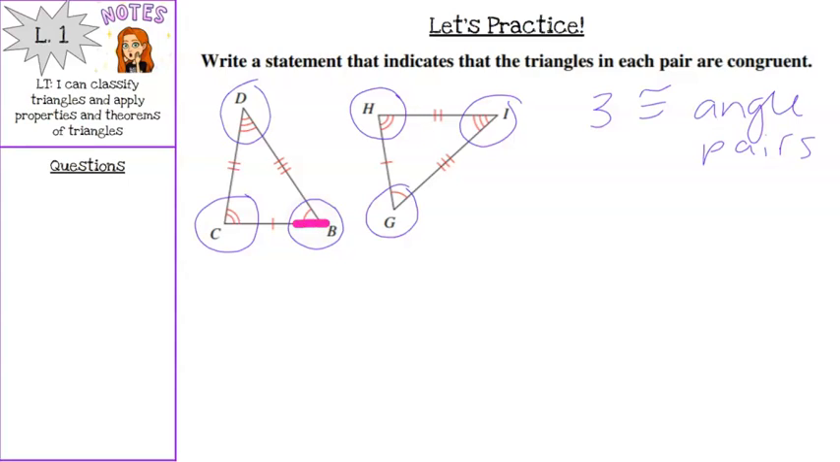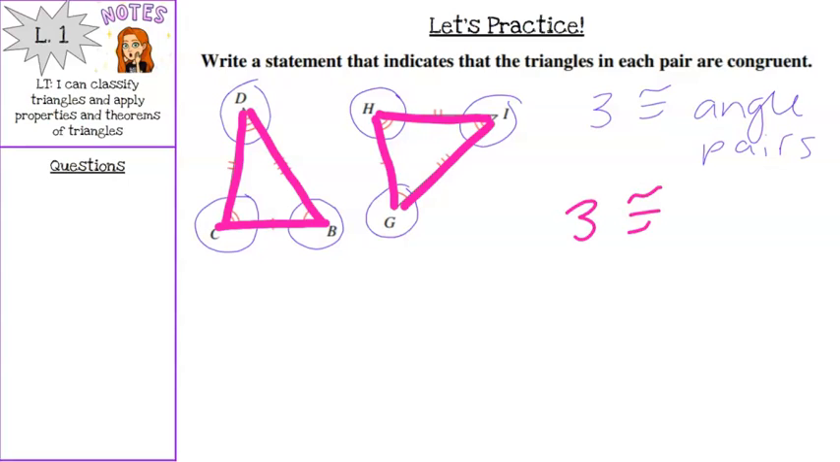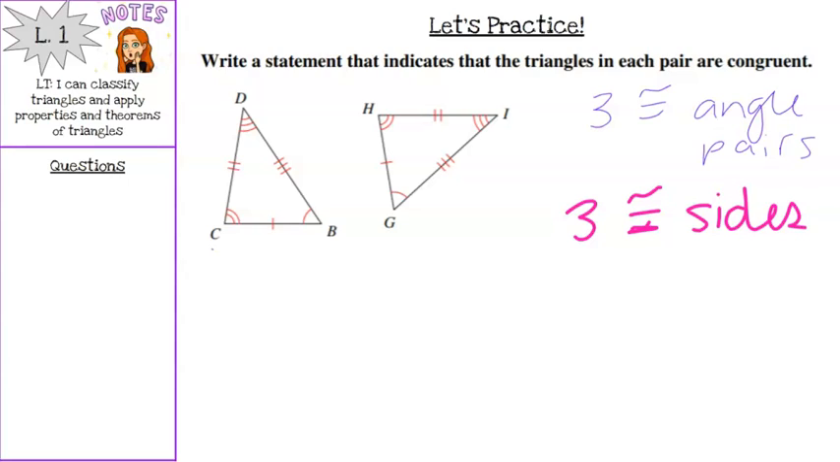And then we can see that BC is congruent to GH, CD is congruent to HI, and DB is congruent to GI. You can see that by their corresponding tick marks. So we have three congruent sides. So to write that the triangles are congruent, we are going to write triangle blank is congruent to triangle blank. And then we're going to name the two triangles.